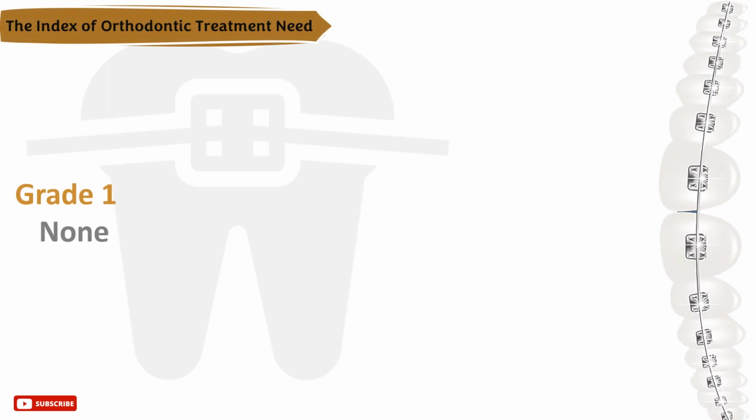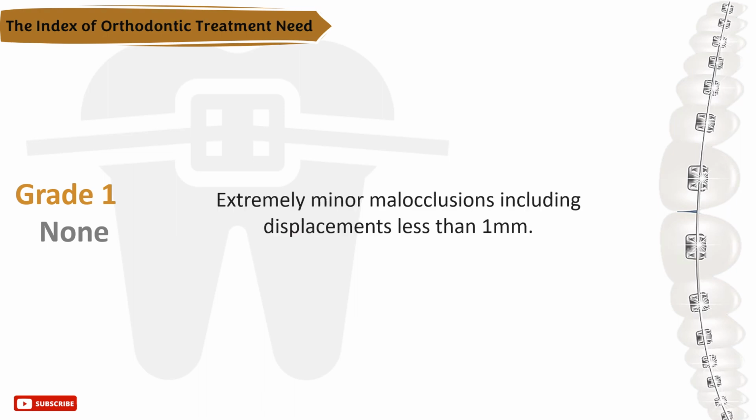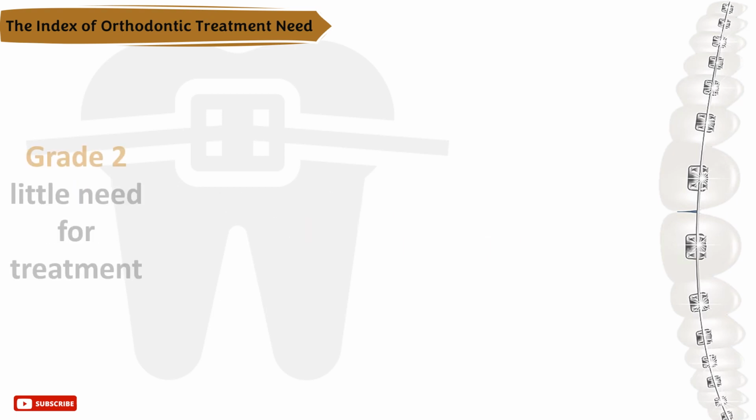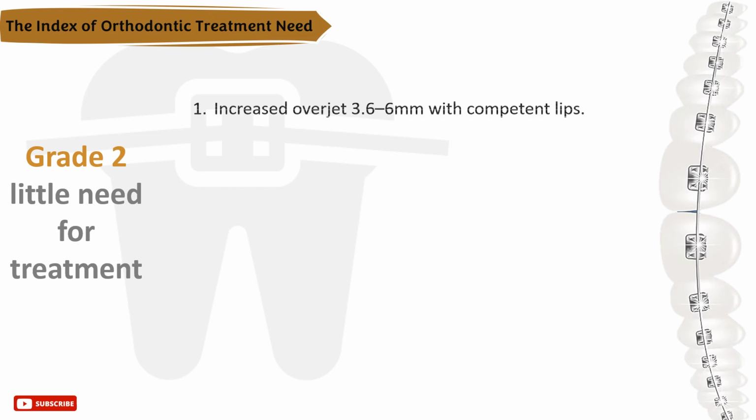Now explaining the grades in detail. Grade 1 means there is no need for orthodontic treatment. There is extremely minor malocclusions, including displacement less than 1 mm. Grade 2 means there is little need for treatment, like in the following cases.